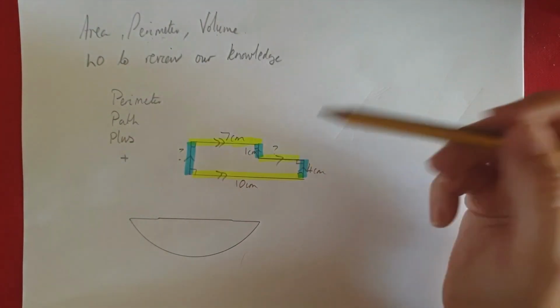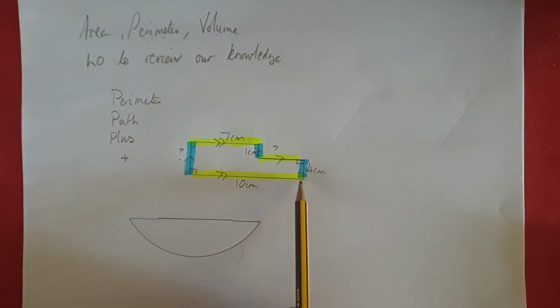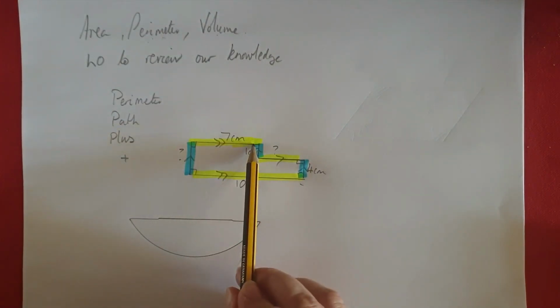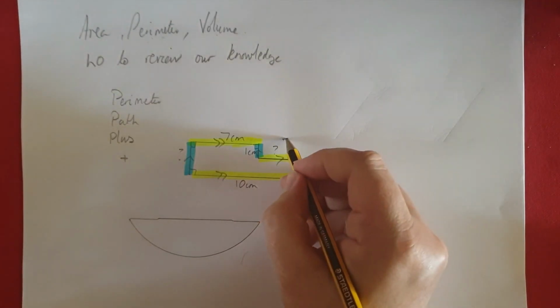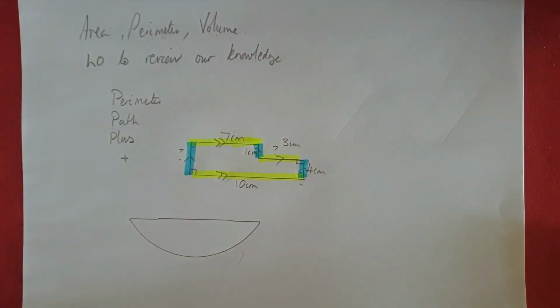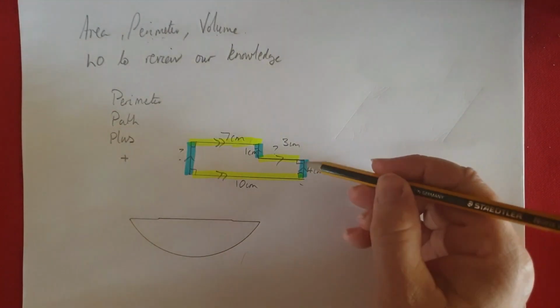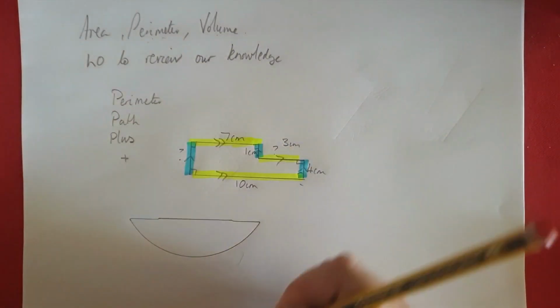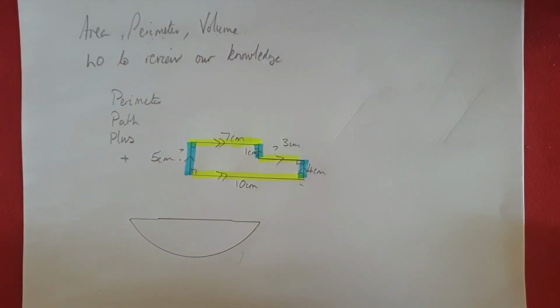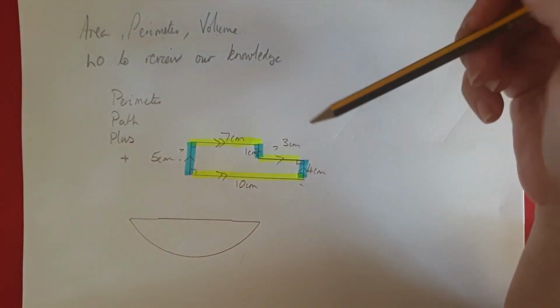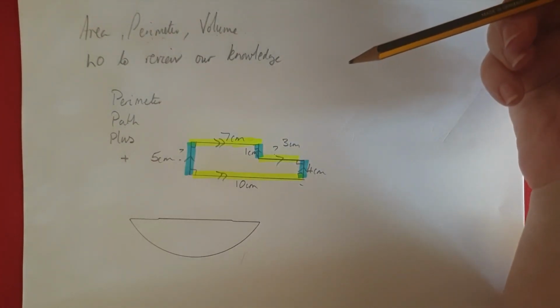Because of this, if we know that that is 10, and that part there is 7, what do we add to 7 to get to 10? We add 3 centimeters. Same principle here. If that is 4 centimeters, that is 1 centimeter. This side here must be 5 centimeters. Now, obviously, this is just a quick sketch. It is not drawn to scale, but we can use our knowledge to find things out.